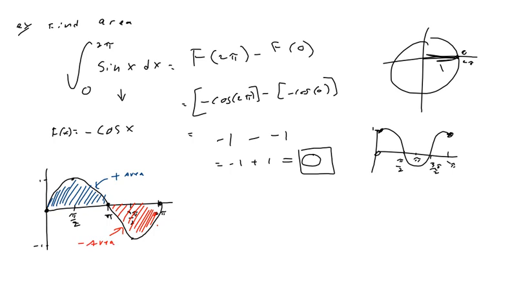Sine is a symmetric function. The areas above and below are exactly equal. So they cancel. Yes, very good, very good.